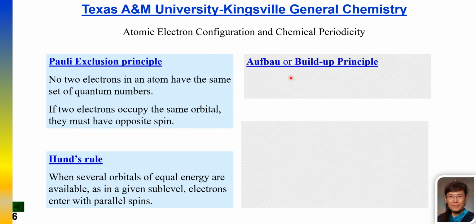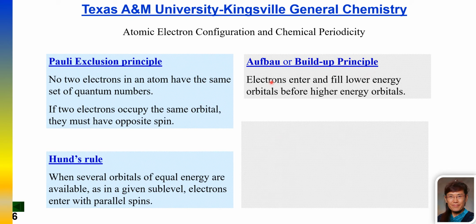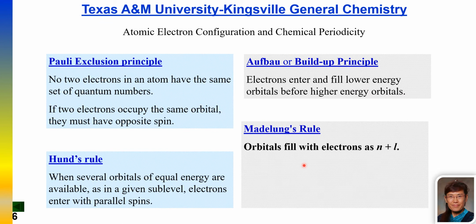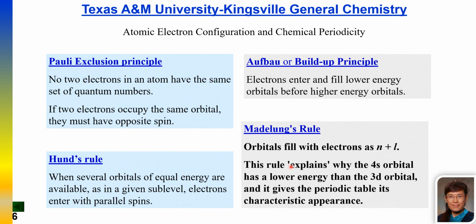The Aufbau build-up principle states electrons enter and fill the lower energy orbitals before higher energy orbitals. The Madelung rule, also called the n plus l rule, states orbitals fill with electrons as n plus l increases. This rule explains why the 4s orbital has lower energy than the 3d orbitals.